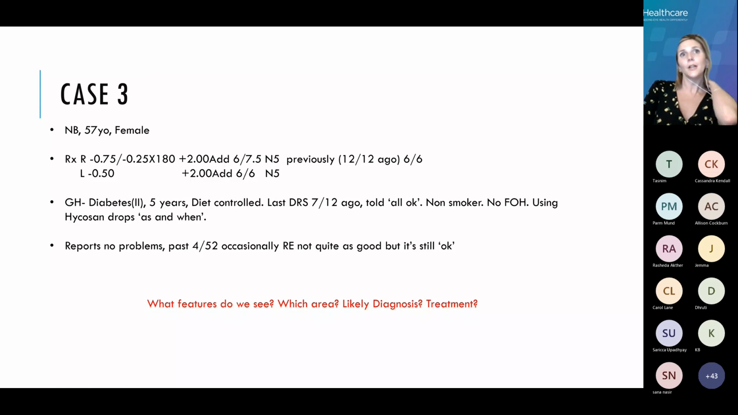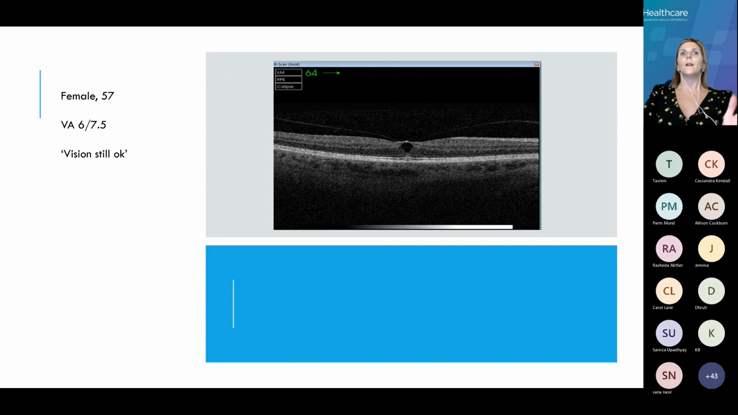So our third patient, we have a 57-year-old female. And again, general health, diabetes, type 2, 5 years, diet controlled, and last screening was 7 months ago, and was told actually all was okay. Non-smoker, no family ocular history, and using Hycosan drops as and when. So reports no problems. Past 4 weeks though, occasionally in the right eye, it's not quite as good, but still okay. So vision's still okay, but not maybe as good as it was previously. So 57, the patient has a VA of 6/7.5 and the vision is still okay.